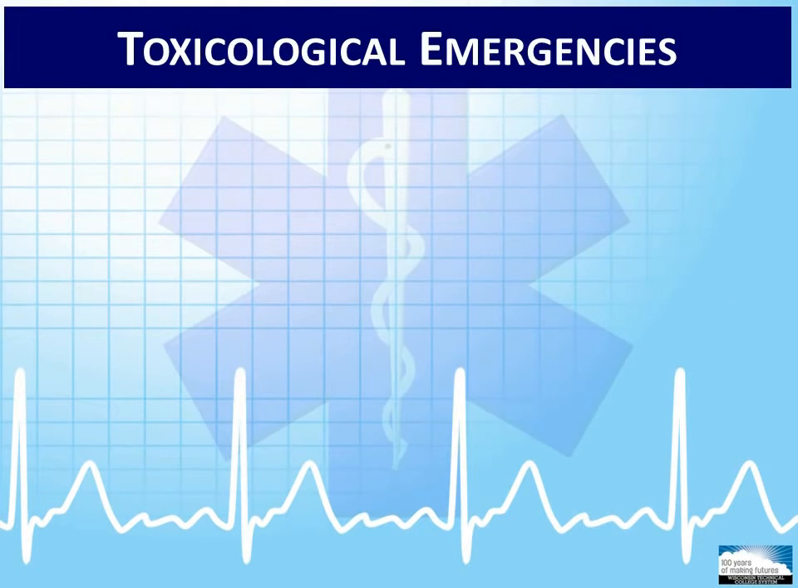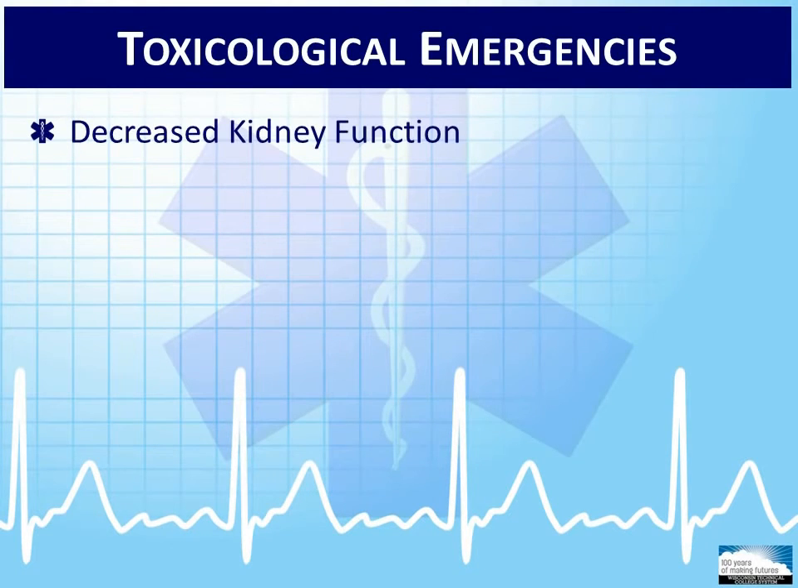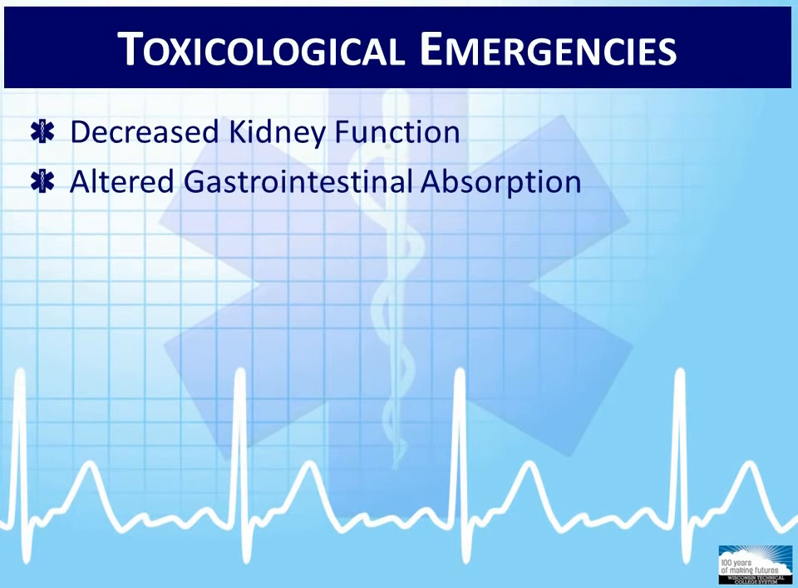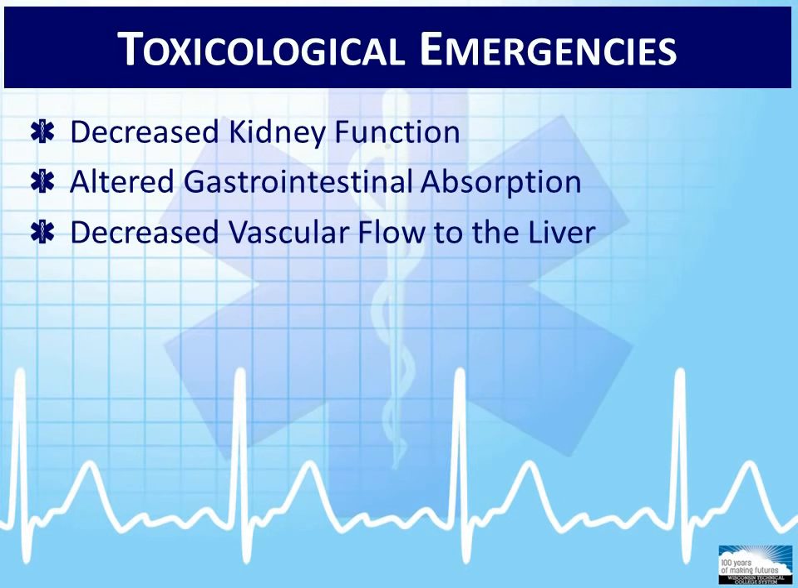Toxicological emergencies are usually related to intentional or unintentional medication overdoses or poison ingestion, although other factors can lead to a geriatric toxicological emergency as well. Given decreased kidney function, altered gastrointestinal absorption, decreased vascular flow in the liver, slowing metabolism, and decreased excretion, toxicological emergencies are commonly much more pronounced in the geriatric population.